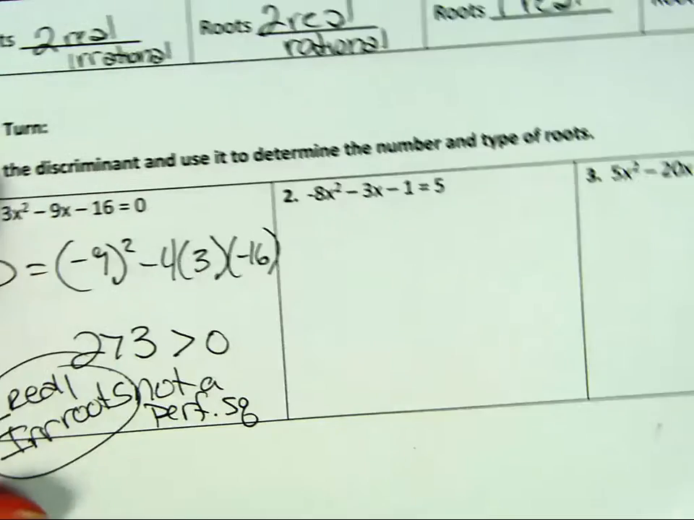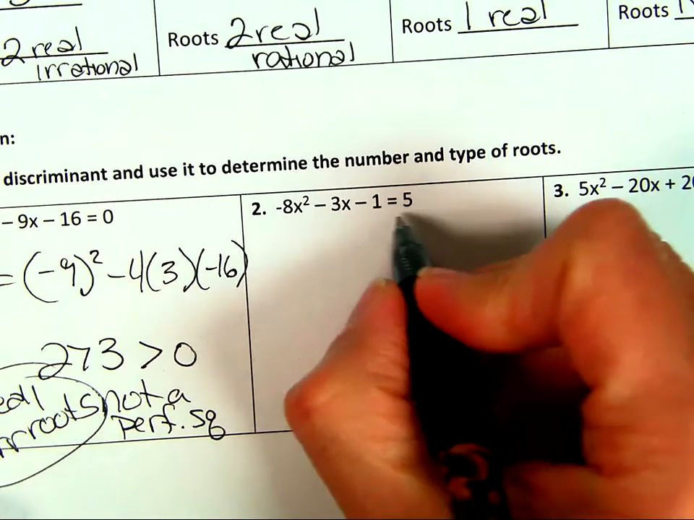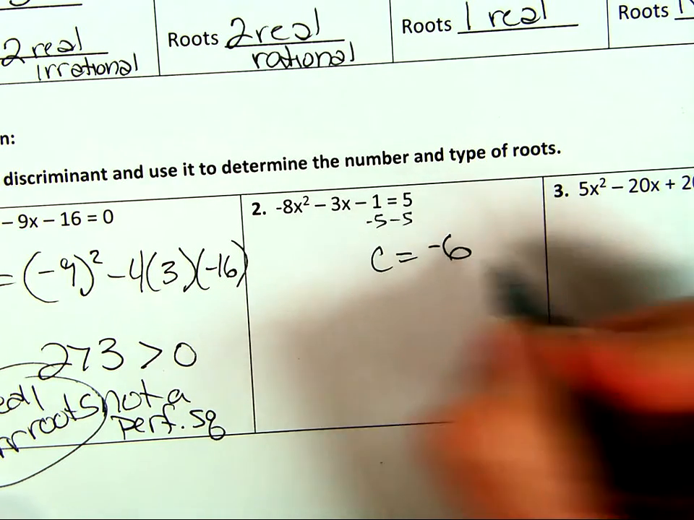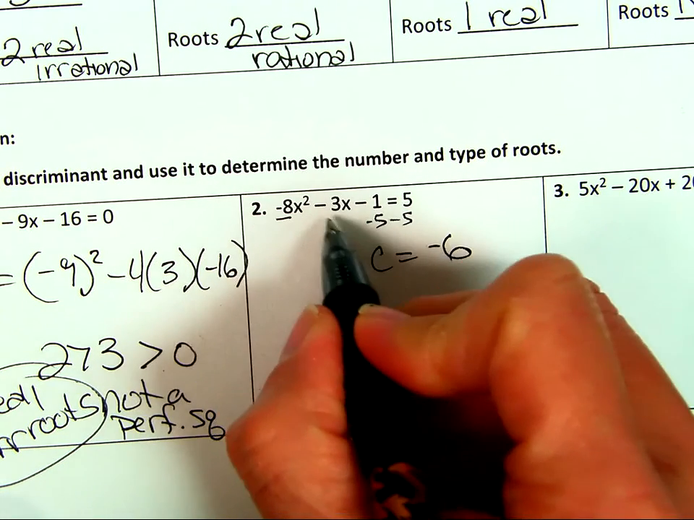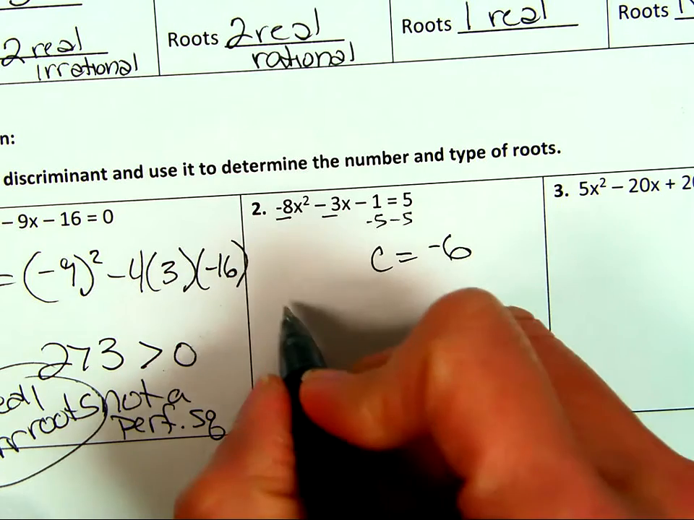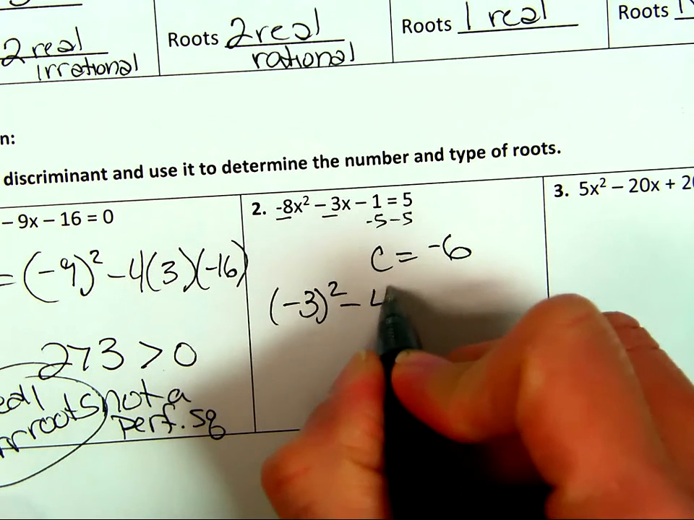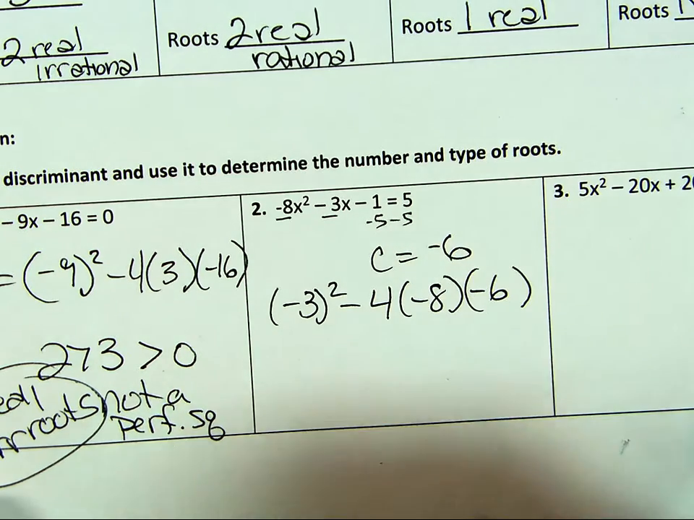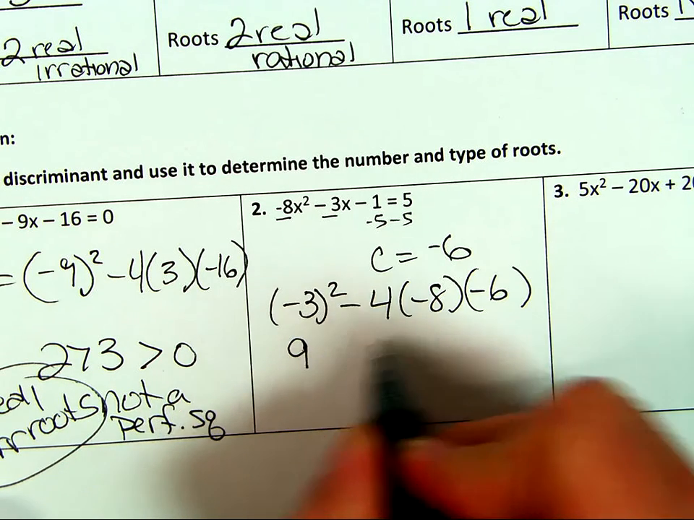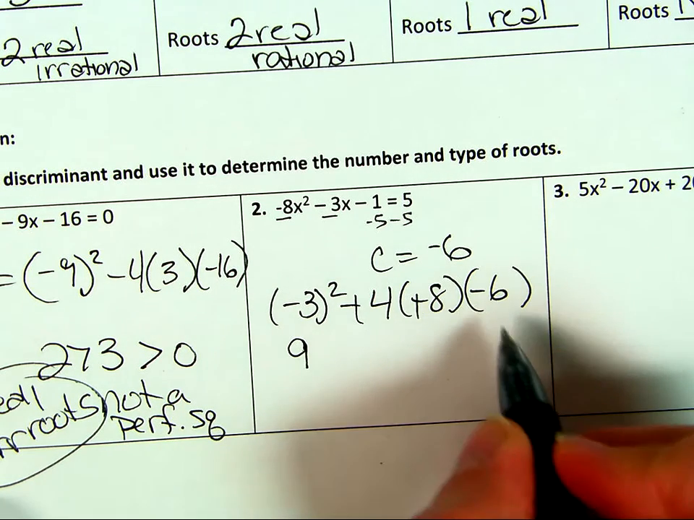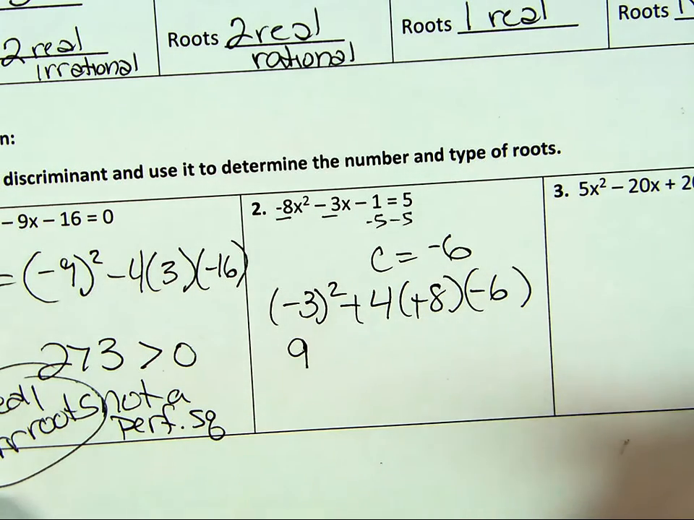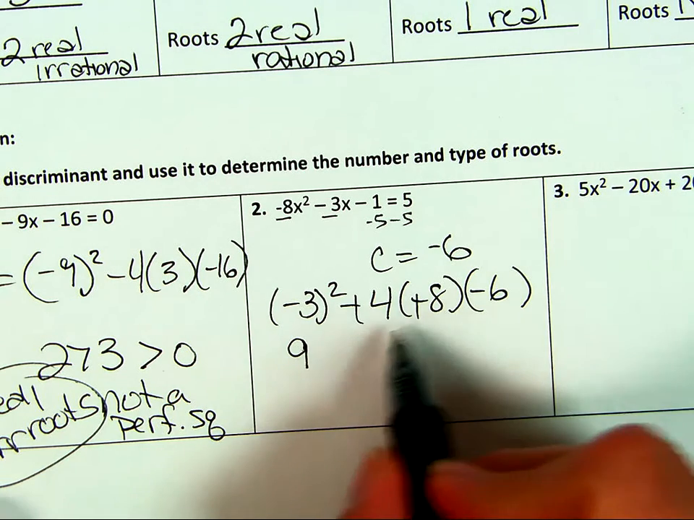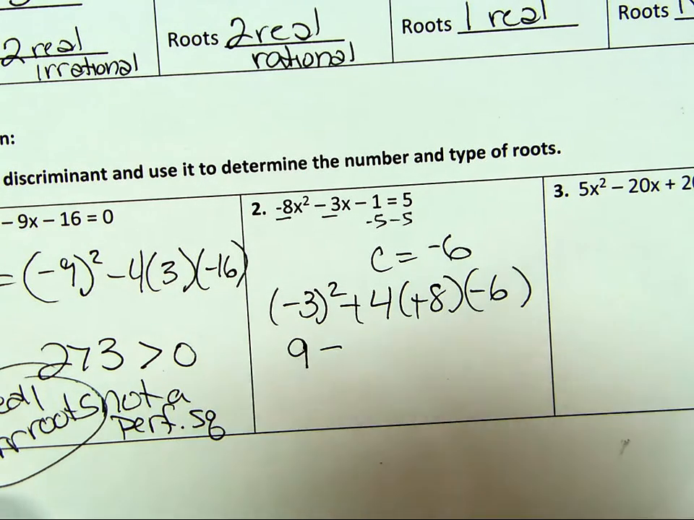Okay, we're going to try this one. Notice it's not in standard form. I have to subtract 5 from both sides. So that means C is going to end up being -6. And A is -8 and B is -3. So I'm going to do B squared minus 4 times A times C. So I get 9, and do you see how two negatives cancel out? And that's going to be a negative. So sometimes what I do, if I'm just trying to find the roots, is I'm like, oh, that's definitely not going to be a real root, because I know it's going to be negative. But if they're asking me for my discriminant, I need to go ahead and find it.